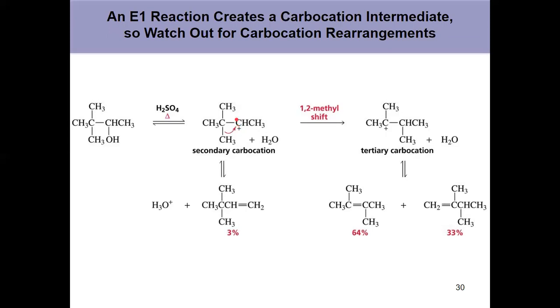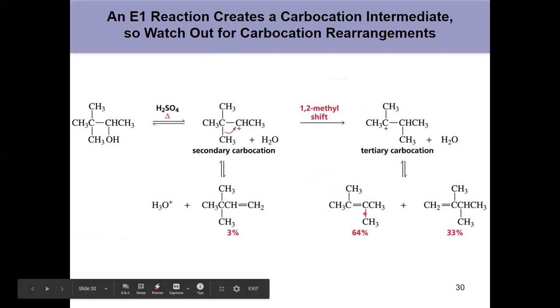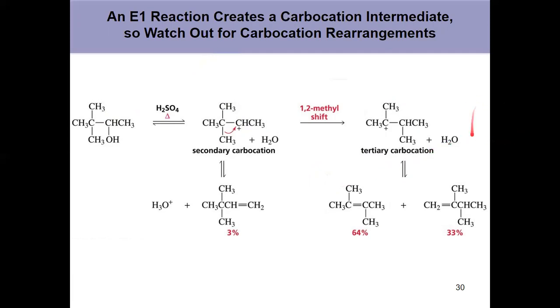Can it move? Well, it's not going to go to the right because that would be primary. But over here, that would be more stable. I don't have a hydride shift that can occur because it's all methyl groups, but I can methyl shift over, which gives me a tertiary carbocation. It's upgraded from secondary to tertiary. And then I form the more substituted alkene as my major product. And there should also be an H3O plus as a product as well over here.